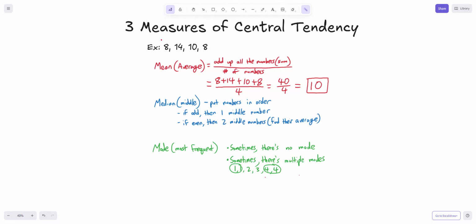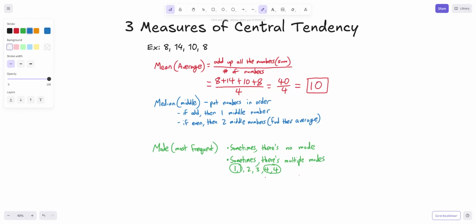If your data set, like this one, has 4 numbers, that's even. 4 is an even set of numbers. Then there are 2 middle numbers. And it's a little more complicated with 2 middle numbers. You have to find their average. So here's how you would find the median for this data set.